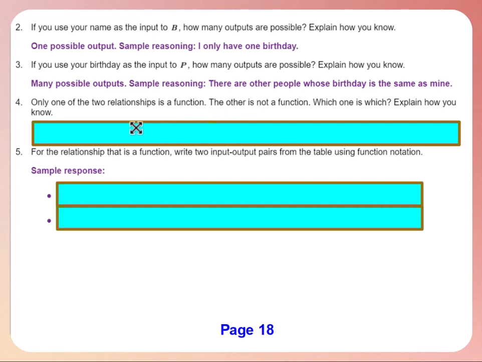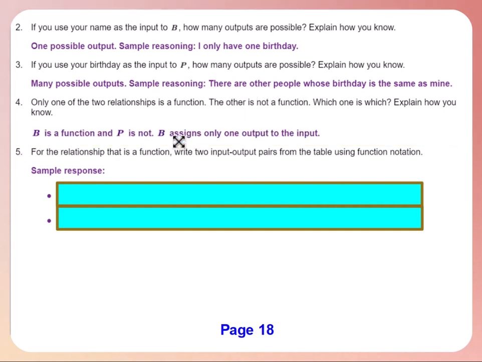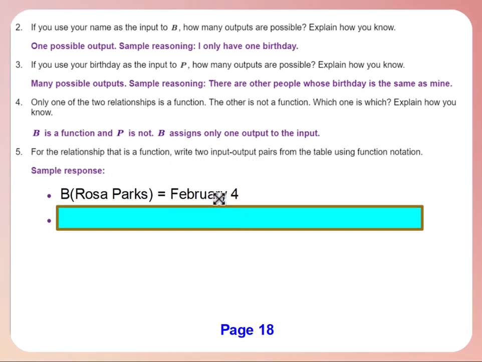All right, only one of the relationships is a function. That's relationship B. P is not, because it has multiple outputs for each input. For the relationship that's a function, write 2 input-output pairs. So let me show you my example.